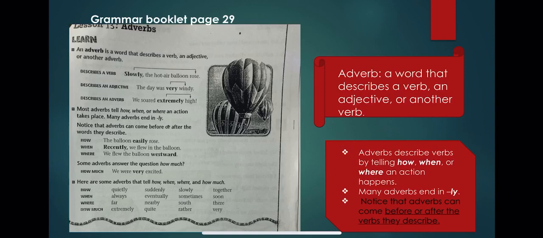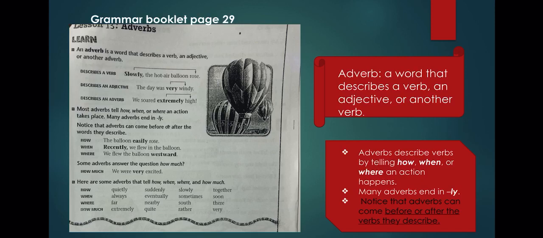Now, let's talk about an adverb. This is from your grammar booklets, page 29. An adverb is a word that describes a verb. It can also describe an adjective or another adverb. So an adverb can describe a verb, an adjective, or another adverb.